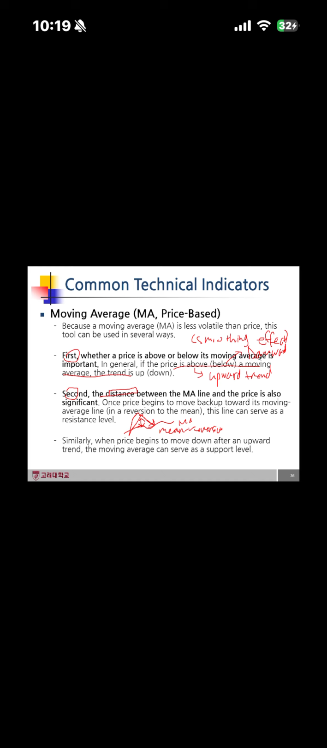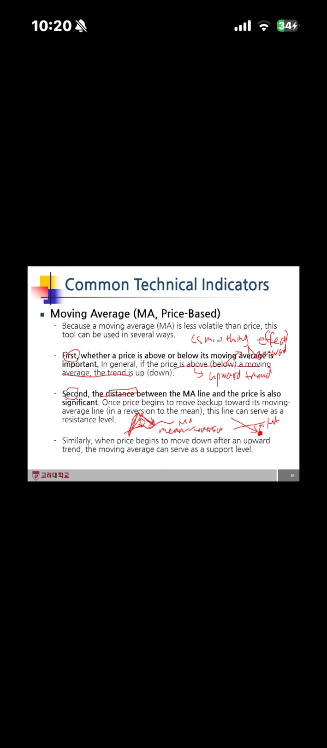So if it deviates far from the average, you may derive your investment decision. If the price breaks upward from the moving average, you can expect the price will fall back and converge to its moving average. So it's a kind of indicator to sell the stock. And if the price breaks down from the moving average, you may expect the price to revert back to its average.